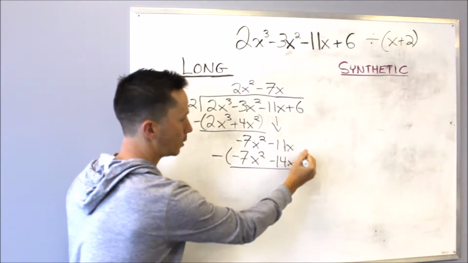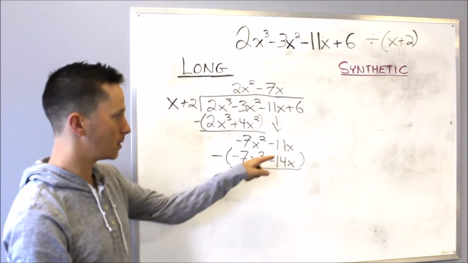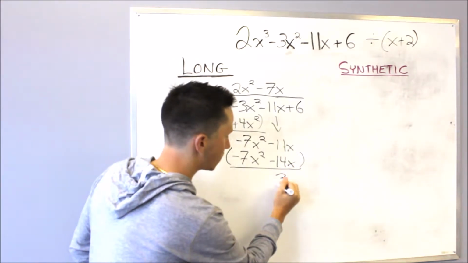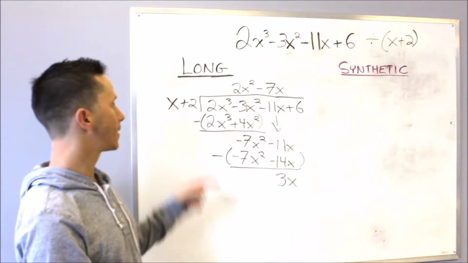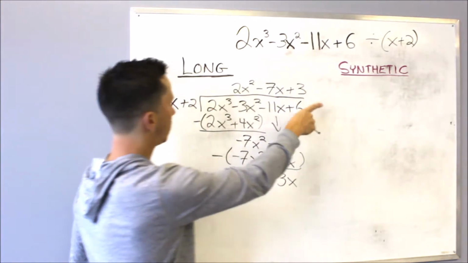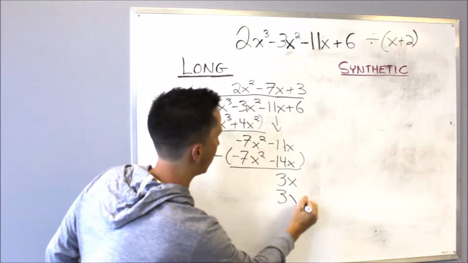I'm going to put the subtraction in my brackets. This goes to 0. Negative 11x plus 14x is 3x. Last time, repeat the process. X into 3x goes 3 times. Multiply it back and we get 3x.